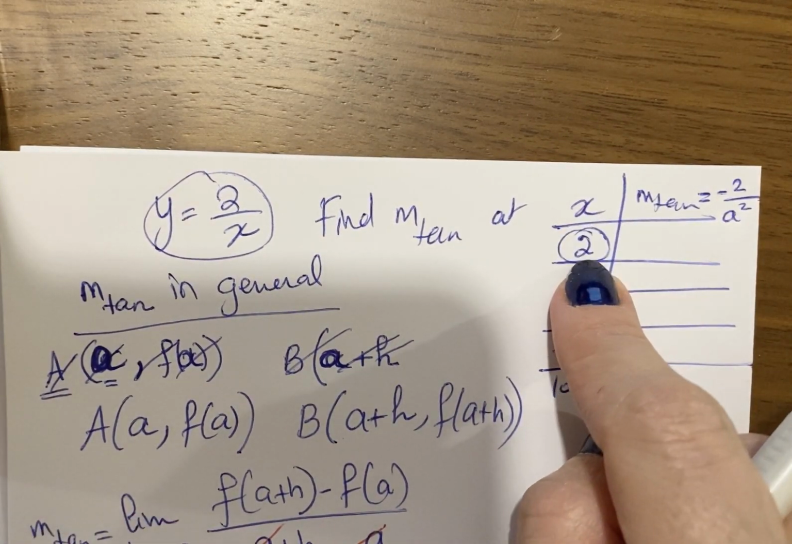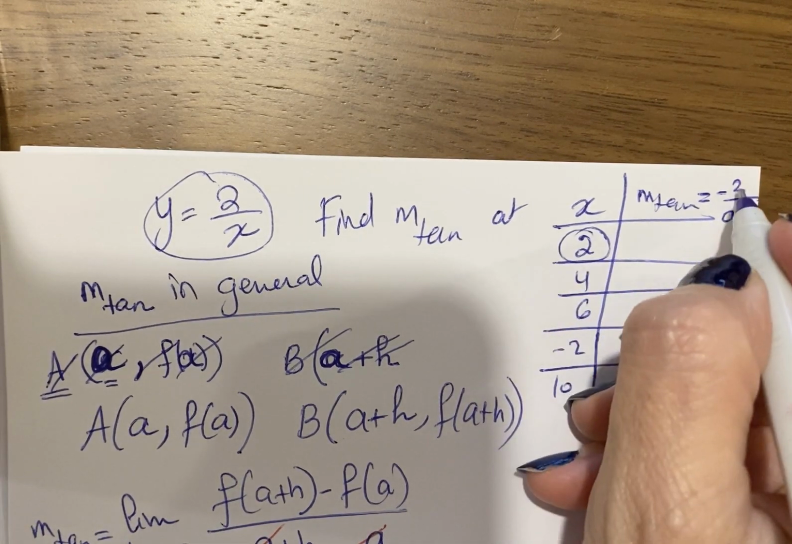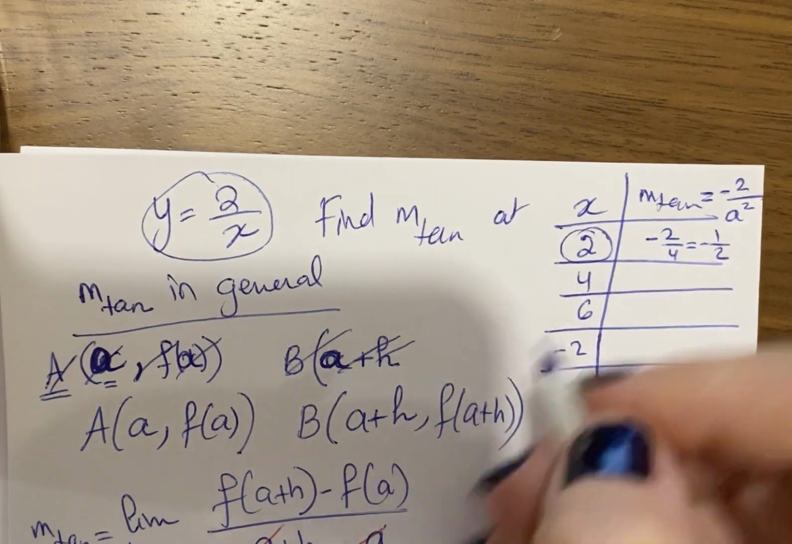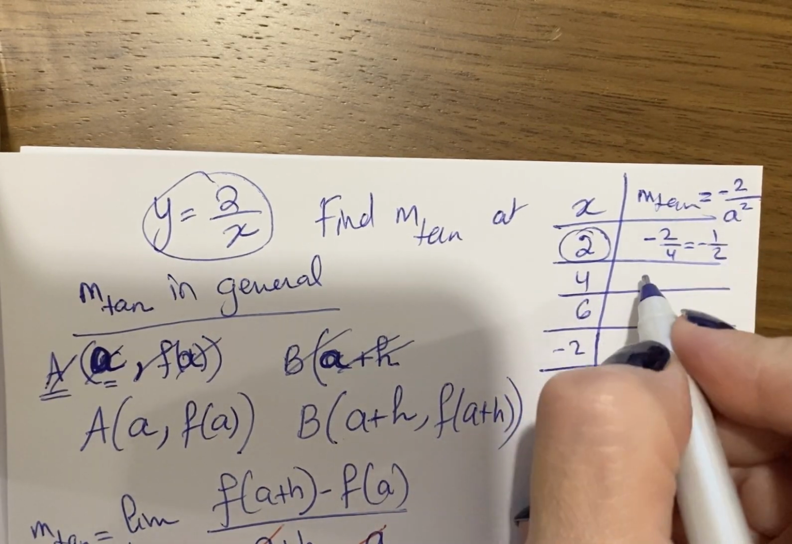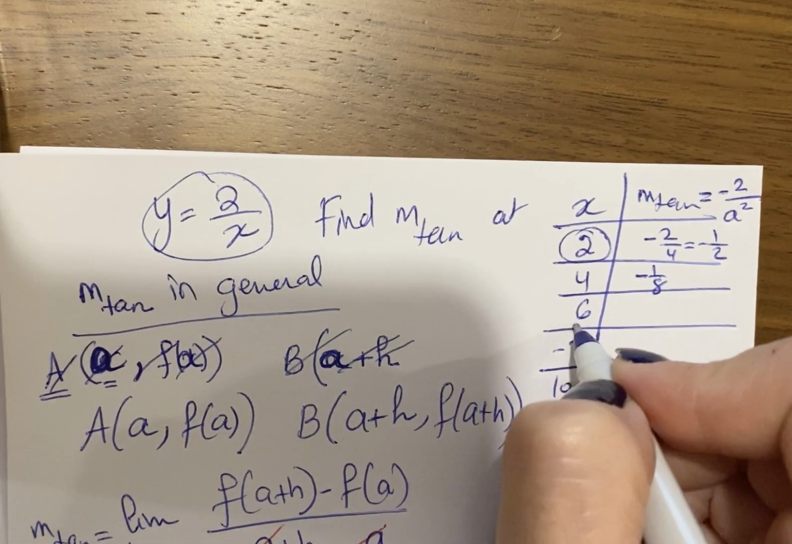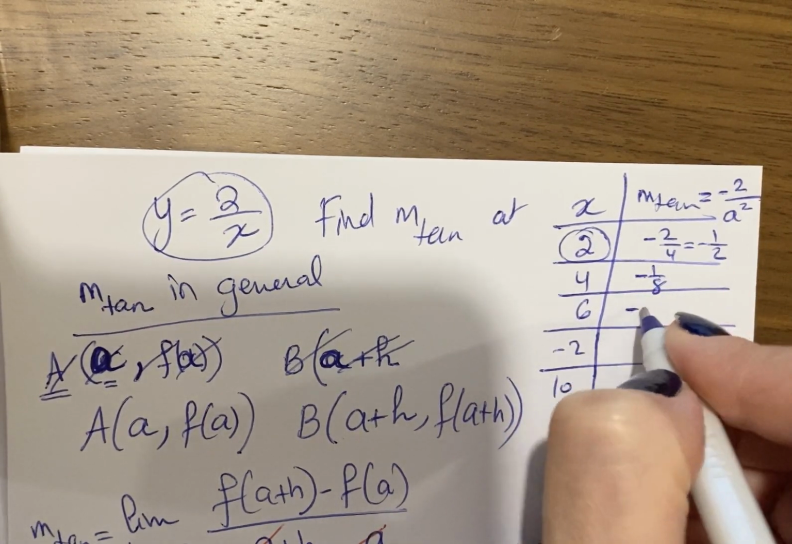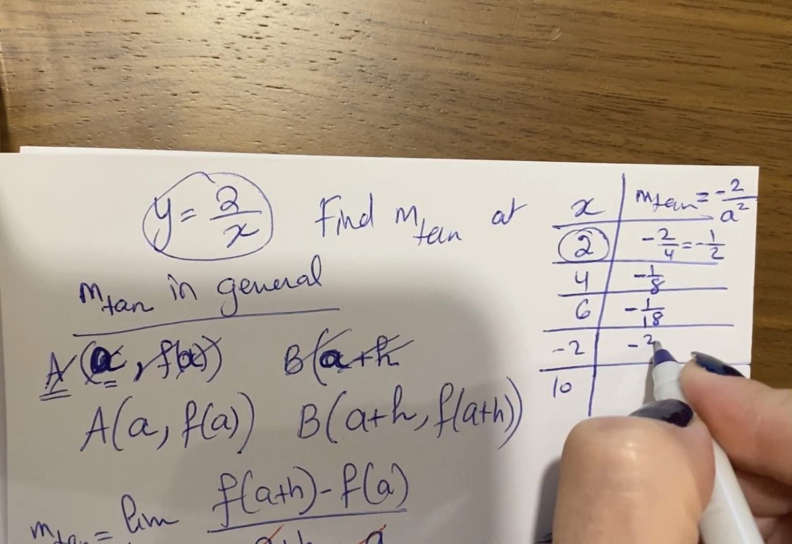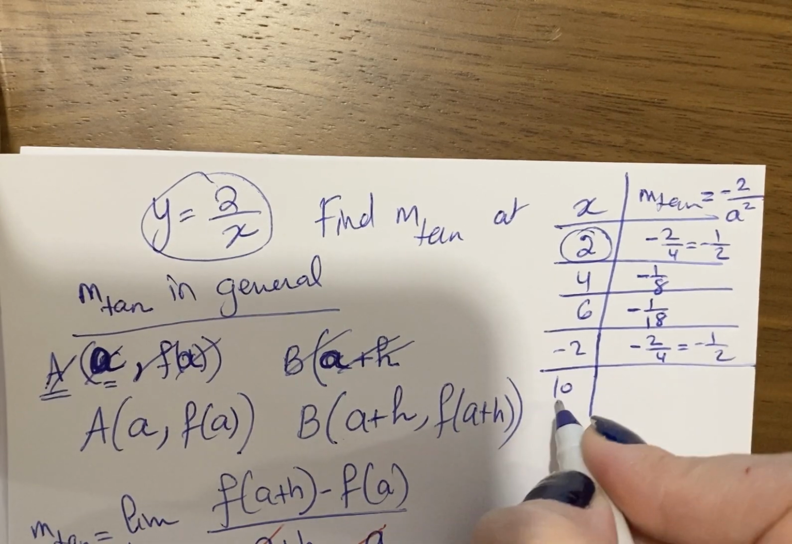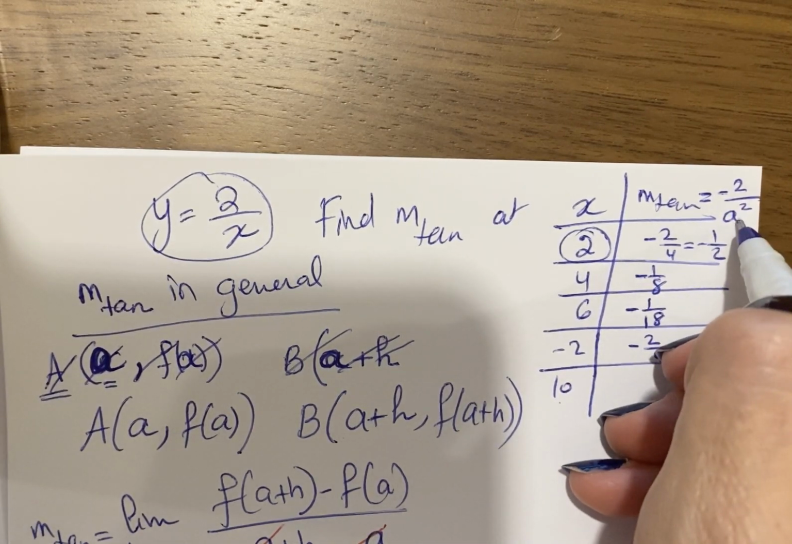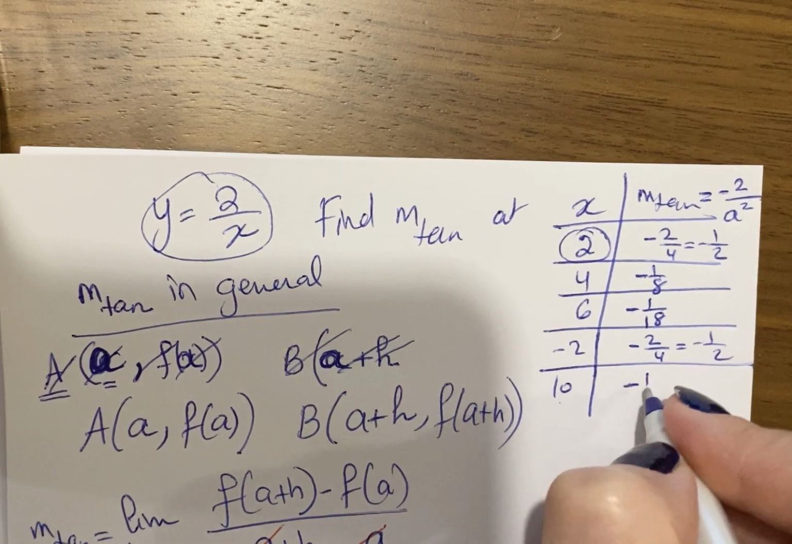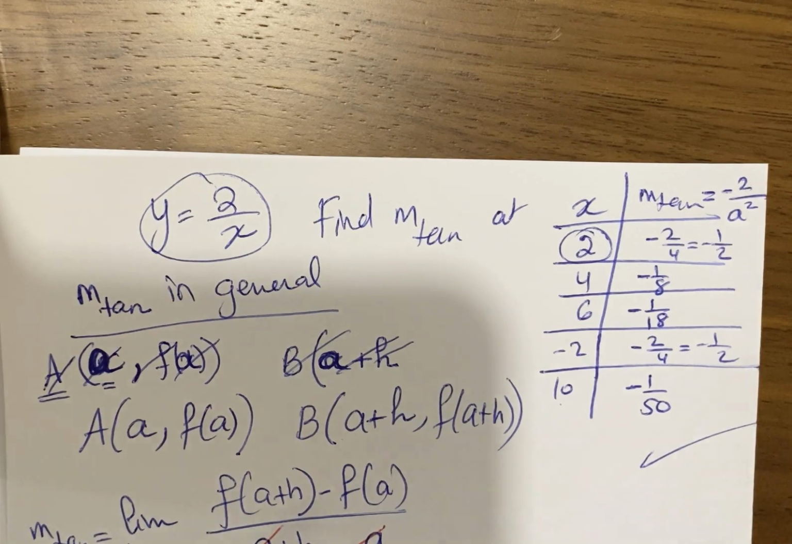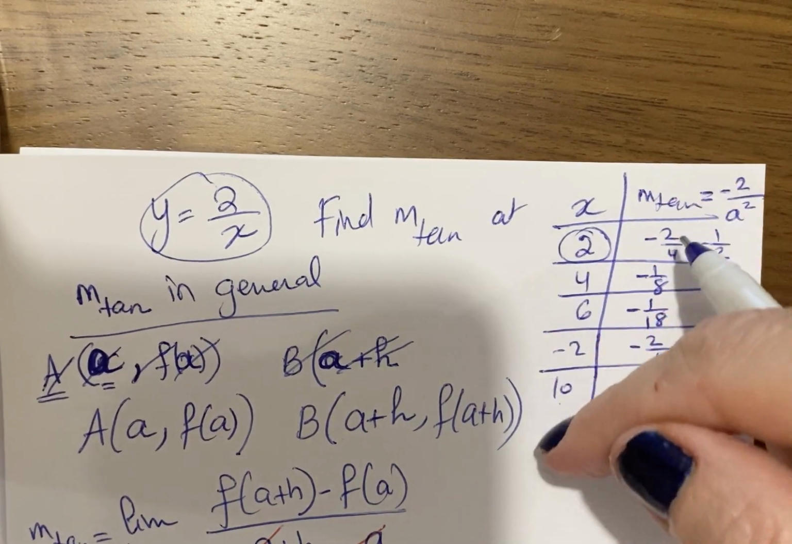So when x is equal to 2, the slope of the tangent will be minus 2 over 4, which is minus half. When x is equal to 4, it will be minus 2 over 16. When x is equal to 6, it will be minus 2 over 36. When x is equal to minus 2, it will be minus 2 over 4, which is minus half. When x is equal to 10, it will be minus 2 over 10 squared, minus 2 over 100, minus 1 over 50. Do you see how simple and fast it is now to calculate the slope of the tangent at so many different points in one shot?